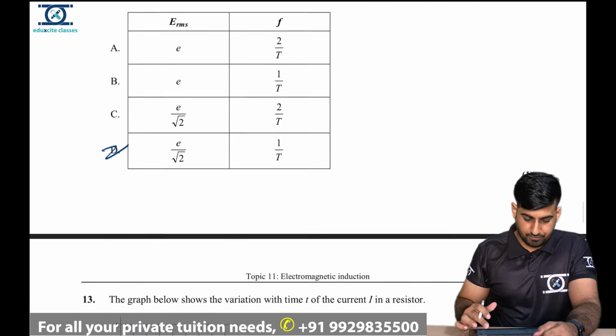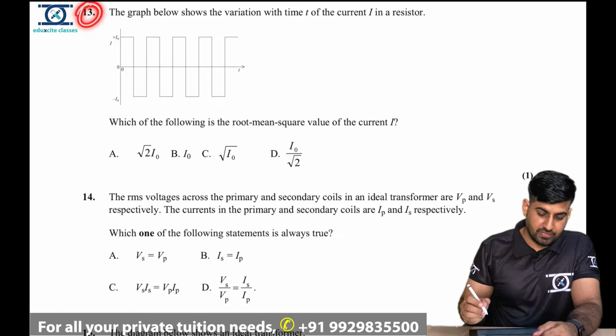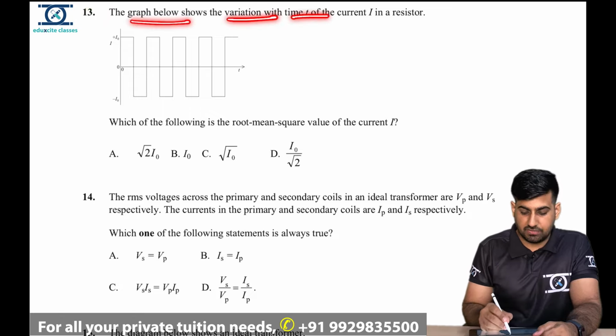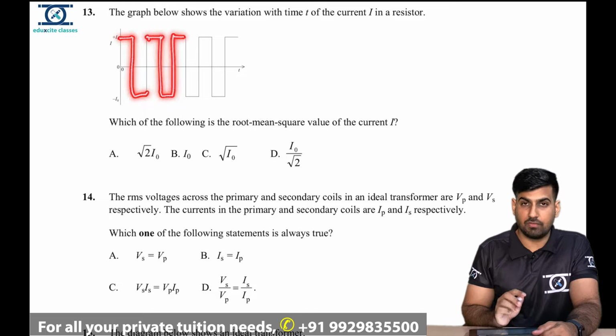Just refer to it. Now this is a very interesting question. Question number 13. The graph below shows the variation with time t of the current I in a resistor. So you can see this is not changing. Only the signs are changing after a fixed interval of time.